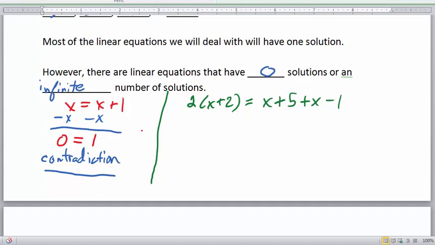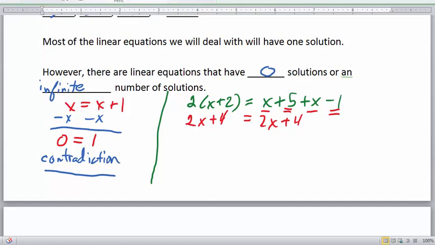Our equation solving steps would tell us, well, first we want to distribute and combine like terms on each side if possible. So on the left side we could distribute, we'd have 2x plus 4, and on the right side we can combine two x's, get 2x, and combine the 5 and the negative 1 and get 4. And already at this point you can see that 2x plus 4 equals 2x plus 4. That's clearly a true statement.